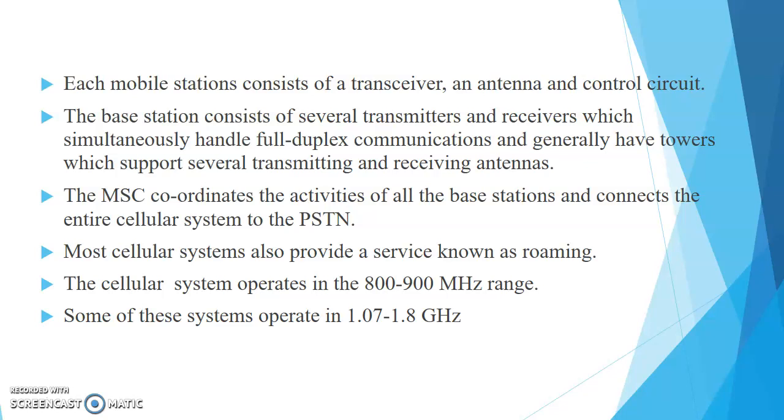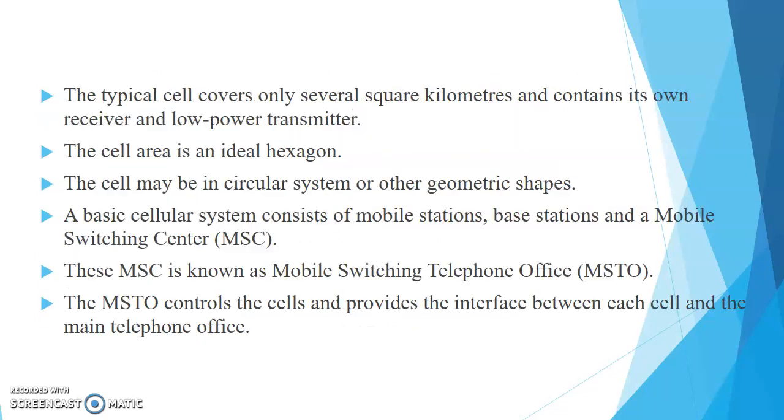That is, after this transmitter and receiver, which will be in a two-way communication, each base station will have a bridge like this. That is, the communication will be in a bridge manner between all the mobile users in the cell. A mobile user is nothing but both the transmitter and the receiver. Okay, the MSC coordinates the activities of all the base stations and connects the entire cellular system to the PSTN.